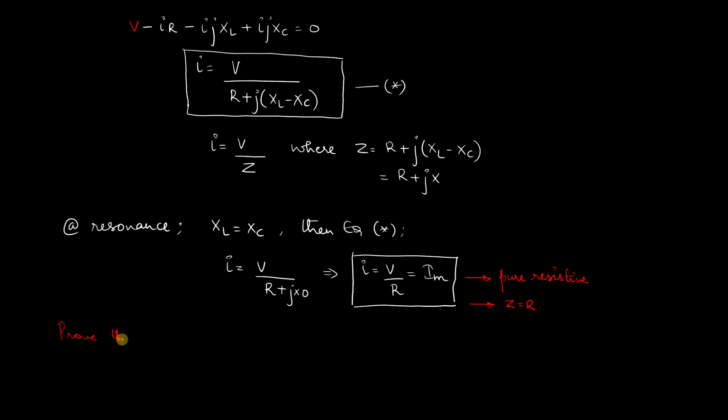So sometimes they might ask you the question, say, prove that impedance Z is equal to R at resonance for a series RLC circuit. So you need to do this particular derivation. Okay. So the question can be asked in this way also, or they might just ask you to derive the expression for current I in the case of a series RLC circuit.